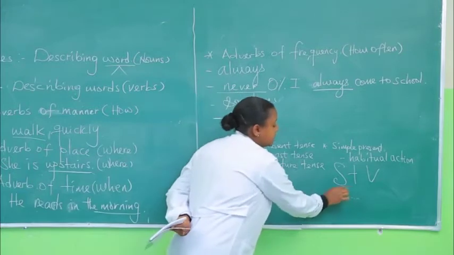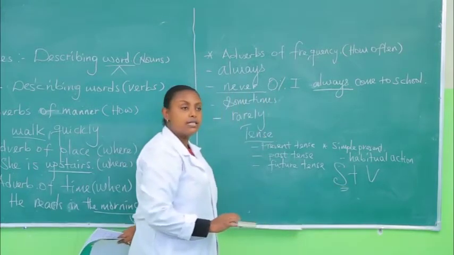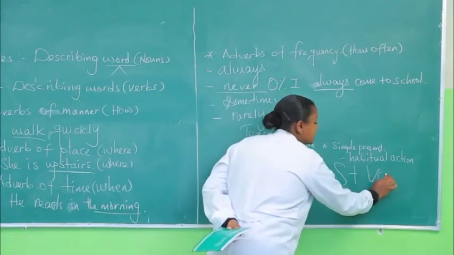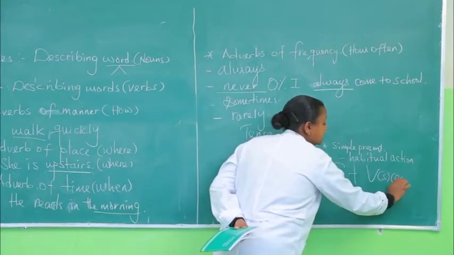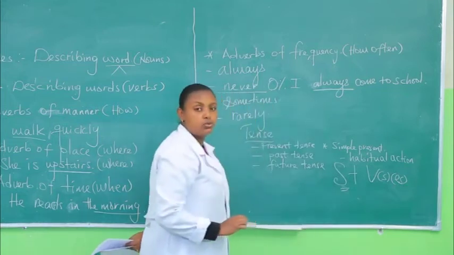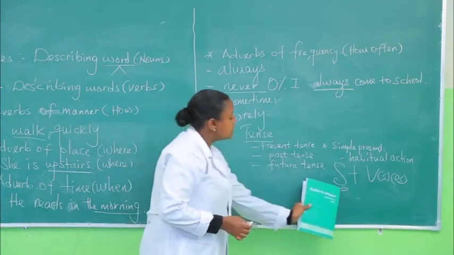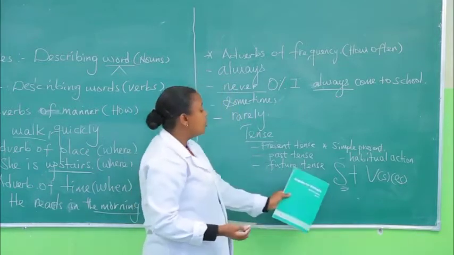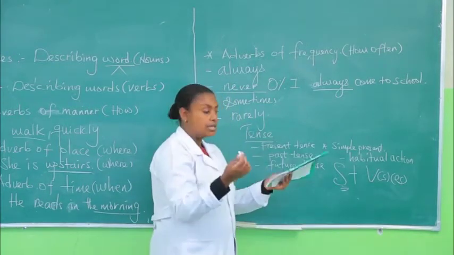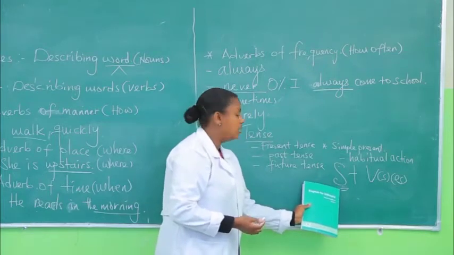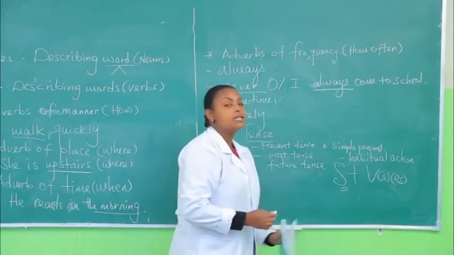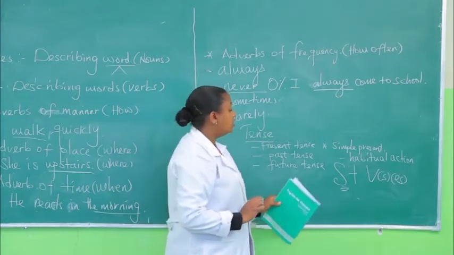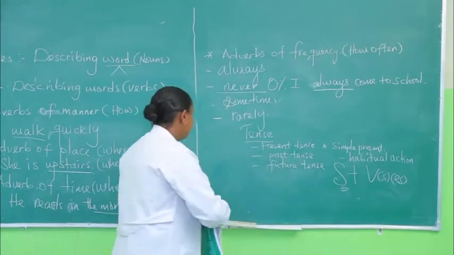But if this subject is singular, you are going to use s or es with the verb. But if this subject is plural, which means, you know, singular and plural, plural means more than one, then you are going to use only the verb without s or es. Okay, I can give you some examples here.